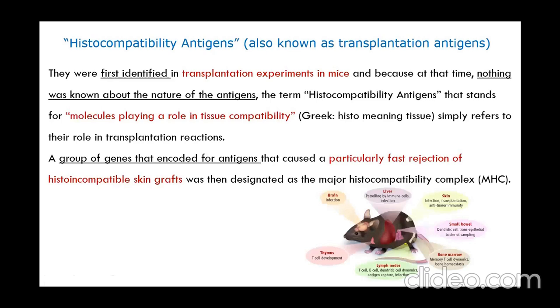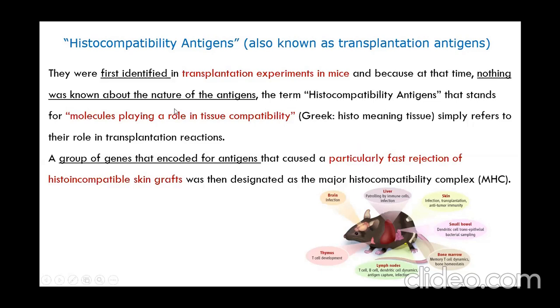Okay. Again, the basics we already discussed in the last class. We will look into them more slowly. Histocompatibility antigens or the histocompatibility complex, specifically they are called antigens, known as transplantation antigens. They were first identified in transplantation experiments in mice. It was done in the early 1900s.